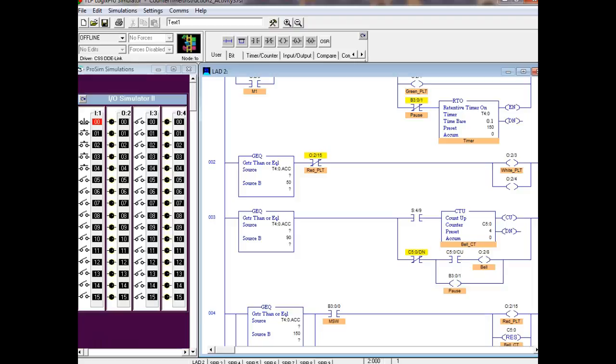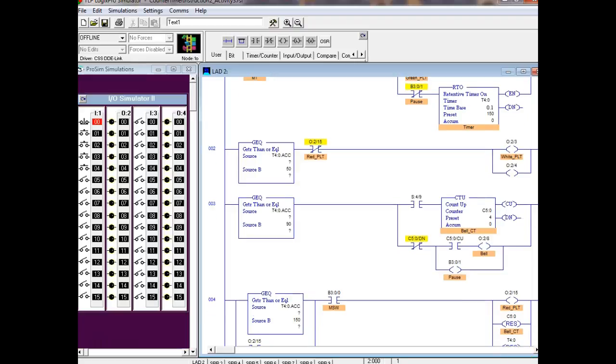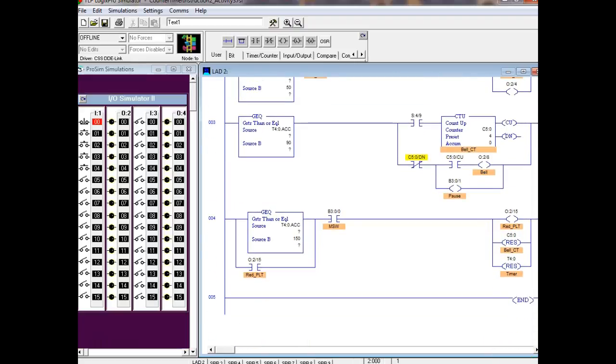Then after the bell rings the 3rd time, we're going to do what? Shut all outputs. Turn around. Yeah, but how do we do that? Well, if it's greater than or equal to 150, I could have used equal to, by the way, here. Then it's going to come in, turn on my red light, reset my counter, reset my timer, and it's going to set. Because the red light's supposed to stay on until I hit my master switch, I stop that, and it's going to reset the whole thing.